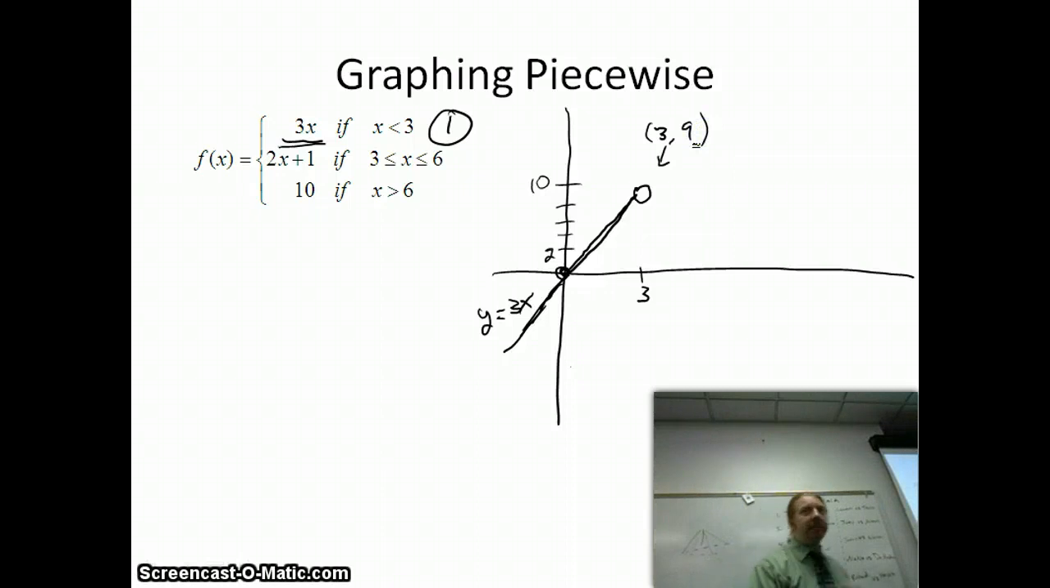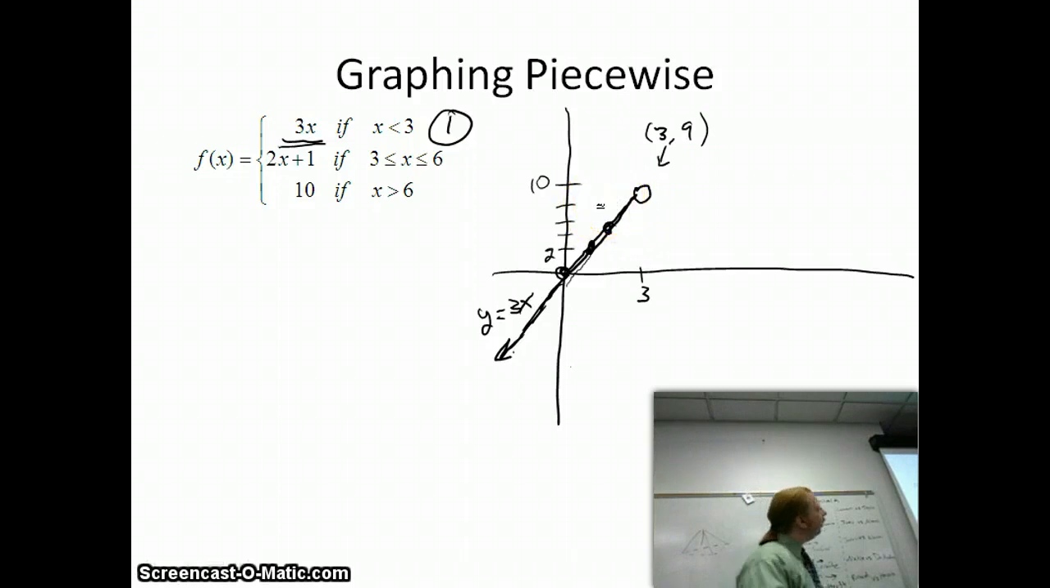And I'm going to stop there because I'm not actually going to include the point 3. If I look here, it says 3 is left out. Up to, but not including 3. So I'm going to draw my line like I normally would. I start down here and go up through the origin. I keep going through, like this point right here is 1, 3. And then 2, 6 is right here. 3, 9 is right here, but I'm not going to include that end point.